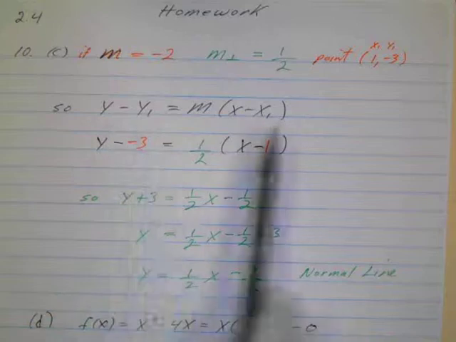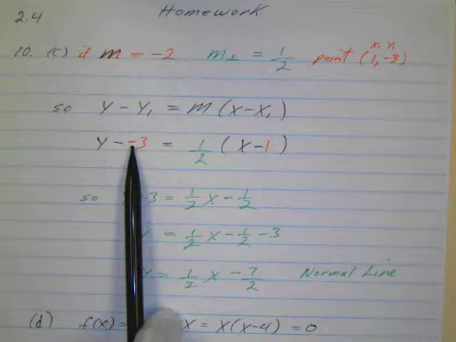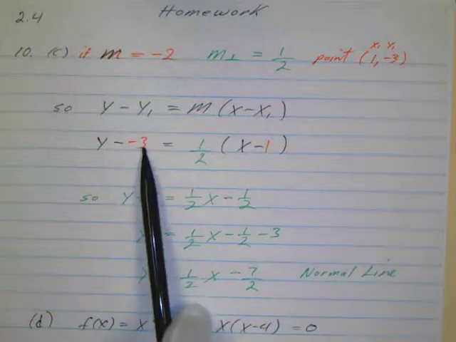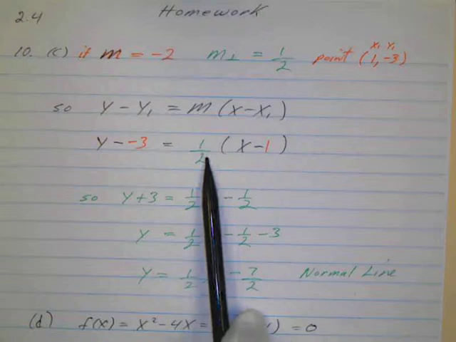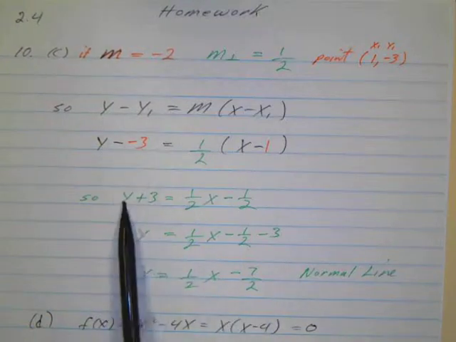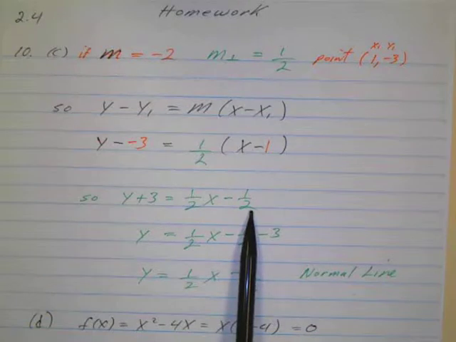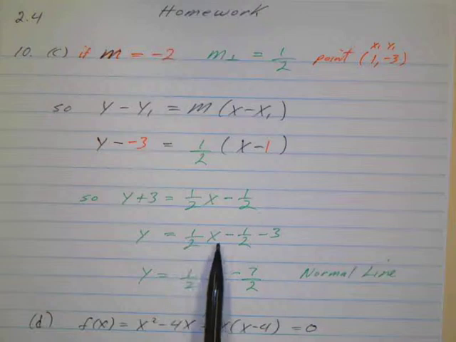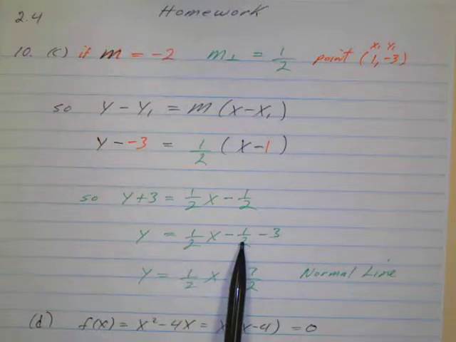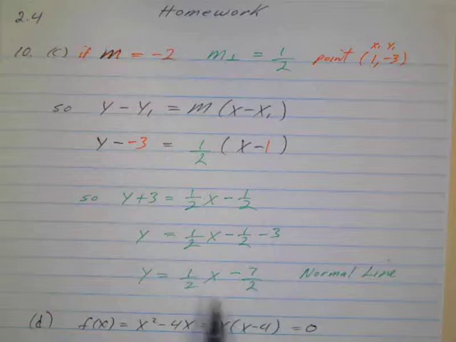So again, I put this in the point slope form. y minus y1 equals m times x minus x1. And again, I substitute. y1 is negative 3, x1 is 1. There's my slope of 1/2. A negative times a negative is positive, so I got y plus 3 equals 1/2 x minus 1/2. Then I can subtract 3 from both sides. So 1/2 x minus 1/2 minus 3, which is negative 1/2 and negative 3 is negative 3.5, or negative 7/2. And there's the equation of your normal line.